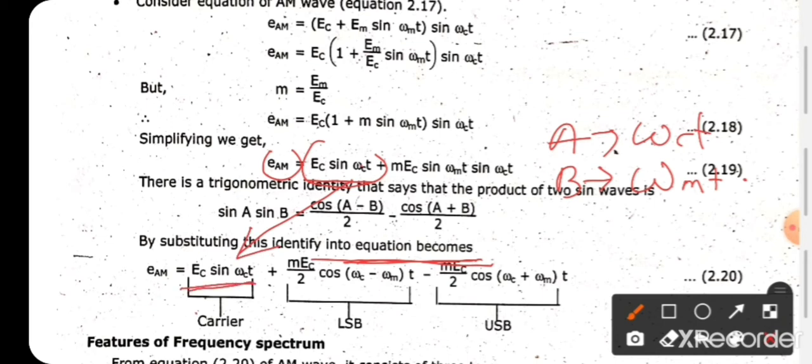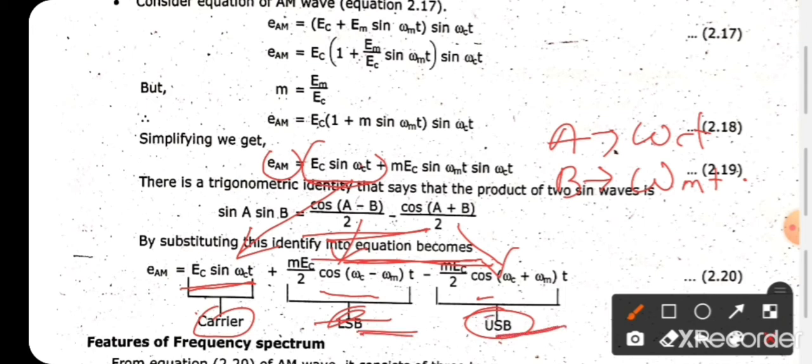This is the carrier signal, this one is the lower sideband signal and this one is the upper sideband signal. By putting this into the formula, we will get m EC upon 2 cos omega c minus omega mt minus m EC upon 2 cos omega c plus omega mt. This is the upper sideband signal and this is the lower sideband signal.